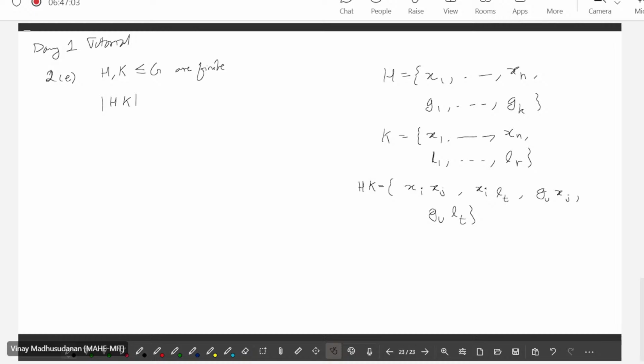H1 K1 may be equal to H2 K2, right? You understand this intuitively, but you have to formalize what that means. You definitely know why it is not always equal to cardinality of H times cardinality of K. Yeah, so the possibility is some of the elements may repeat when you write this as a list. If you list all these elements, some of them may be the same, correct?